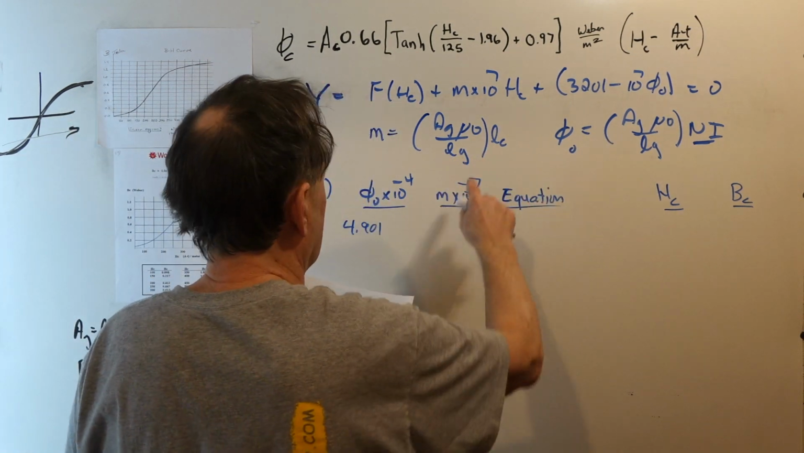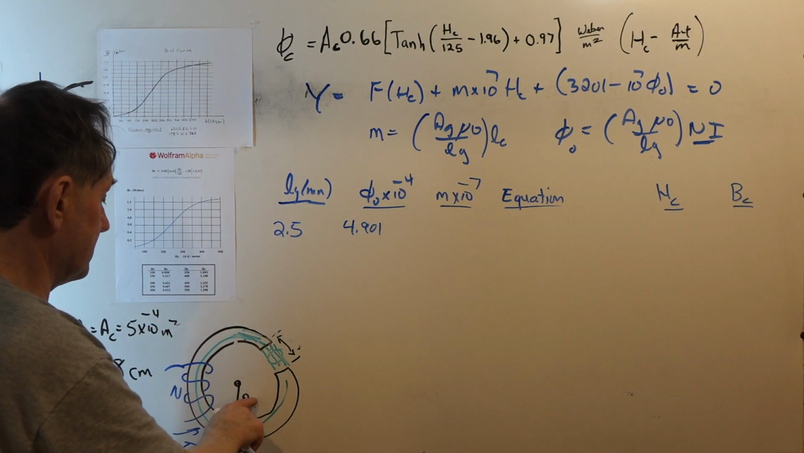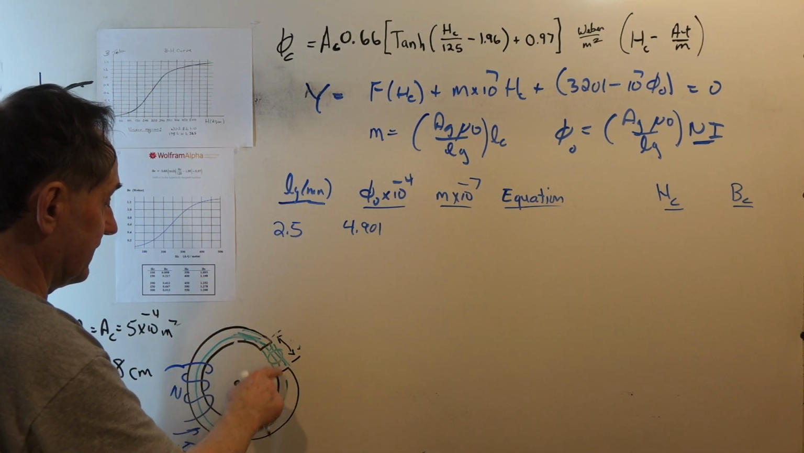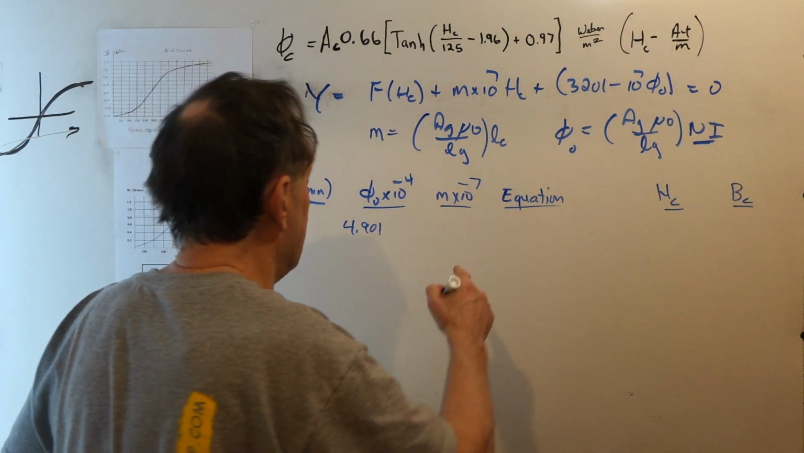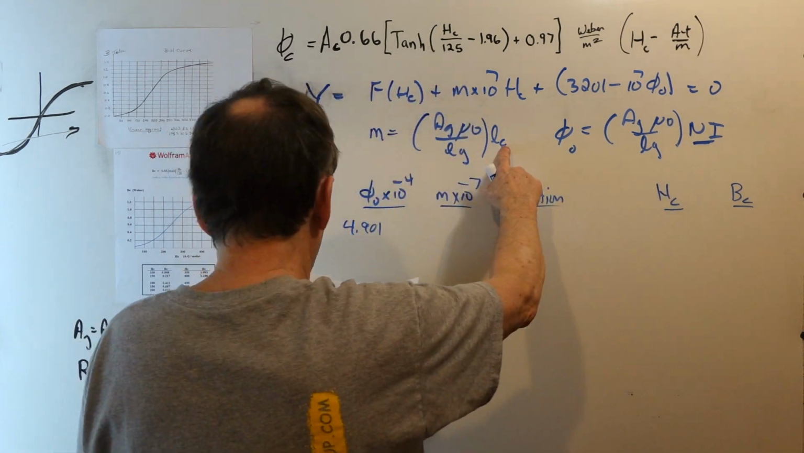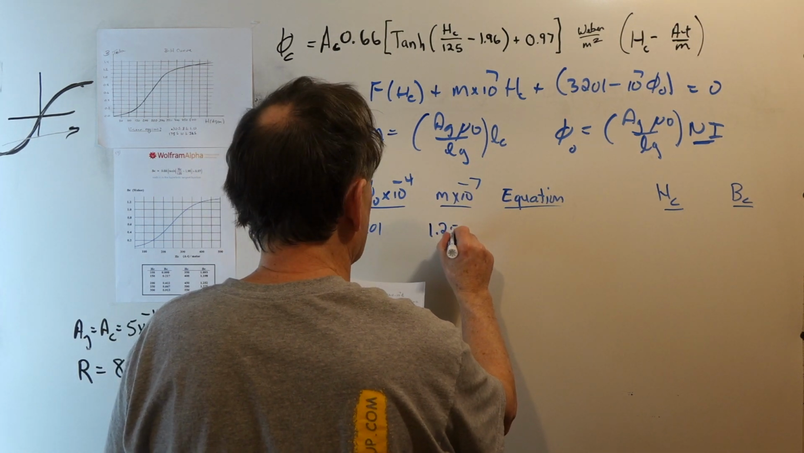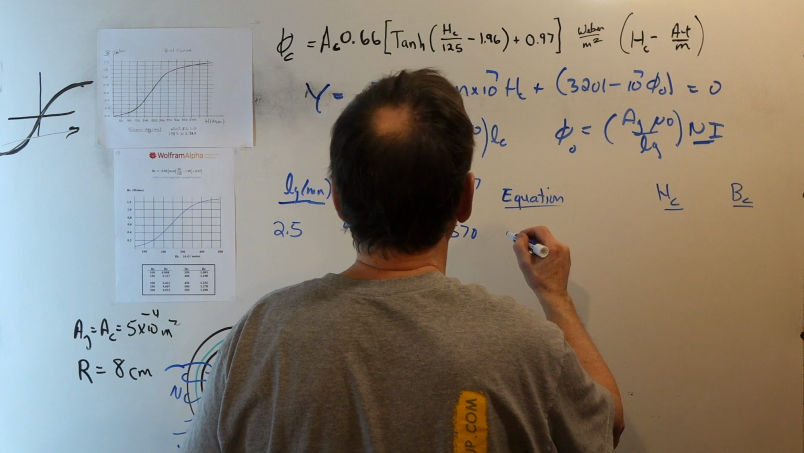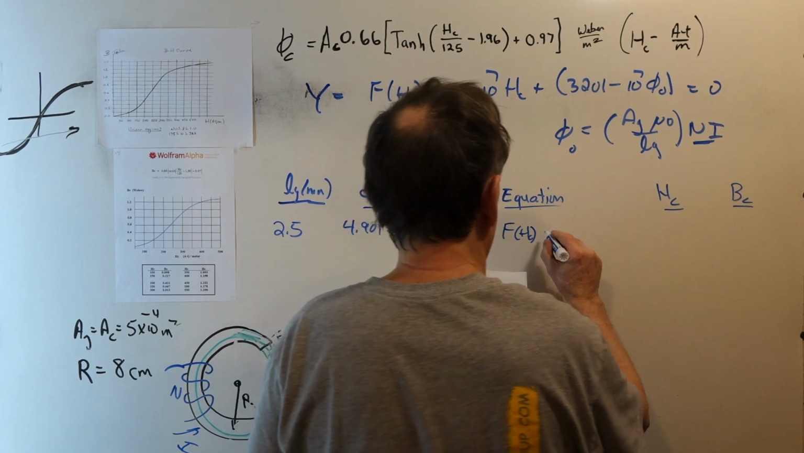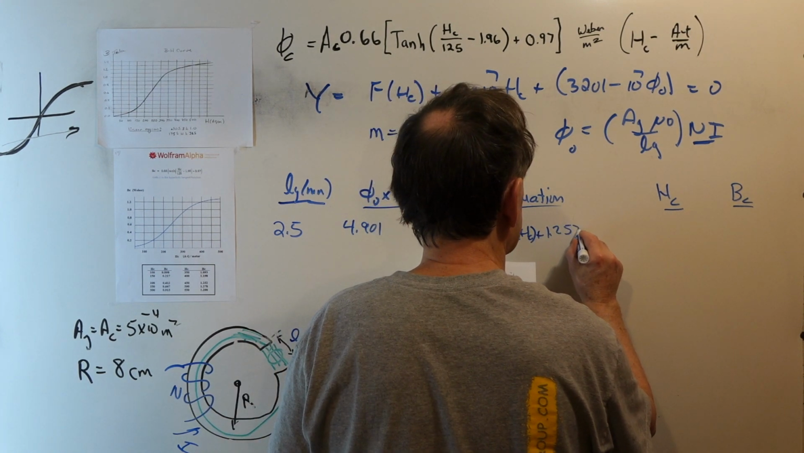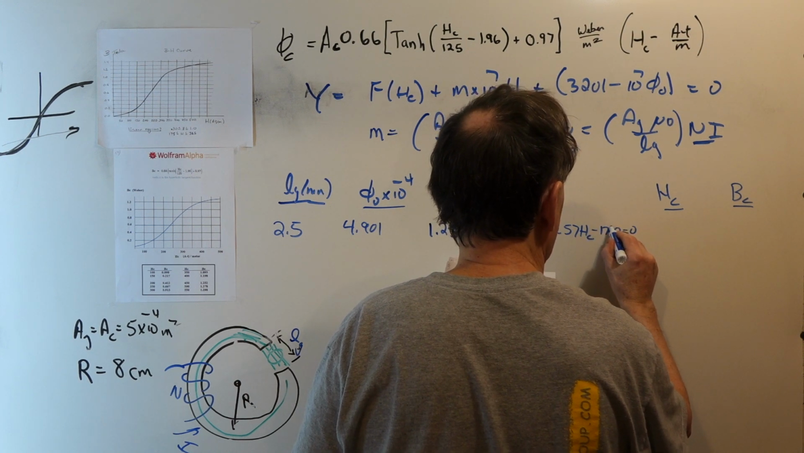The M, given the core length from this, where our R is 8 centimeters, the mean core length is 2 pi R minus the gap length. And that is our LC here. When I put in for there, my M in this case is 1.257. And then the equation is F of HC plus 1.257 HC minus 1700 equals 0.